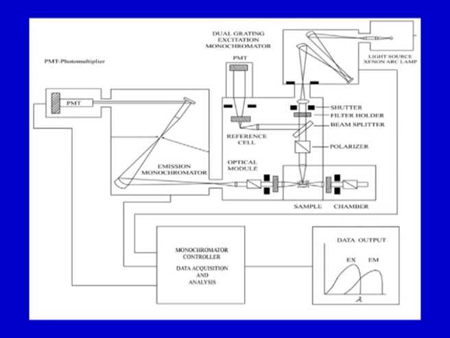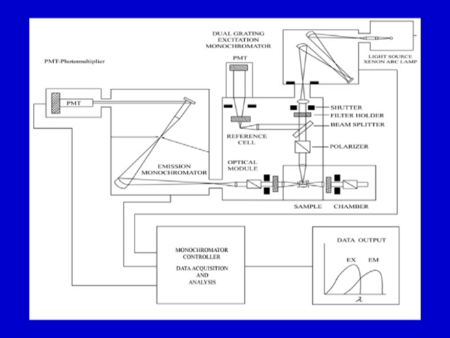There is a schematic of a fluorescence spectrometer, as we have shown earlier. You can see it starts from here, there is a light source, there is a dual grating excitation monochromator, the shutters, filter holders, beam splitters, and then there is a sample chamber here, then there is an emission monochromator, and finally, a photomultiplier for detection.